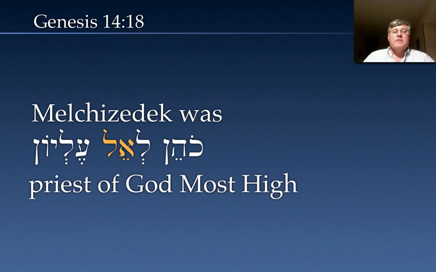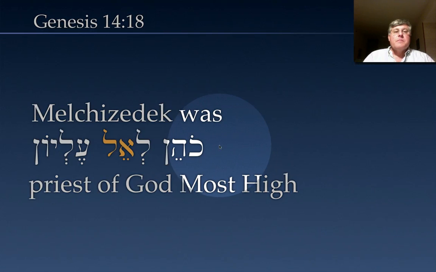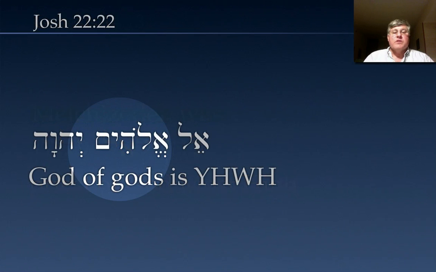Let's take a look at how El is used in one particular case in the Bible. In Genesis 14:18, it says that Melchizedek, the king of Salem, was Kohen le'el Elyon, which means priest. Kohen here is priest to El, God, and then Elyon means the exalted one, the high one, the elevated one, something like this. So it's translated generally as priest of God Most High. But notice God here is El, the standard Semitic, standard Canaanite term for God, and also one that appears quite frequently in Hebrew as a term for God.